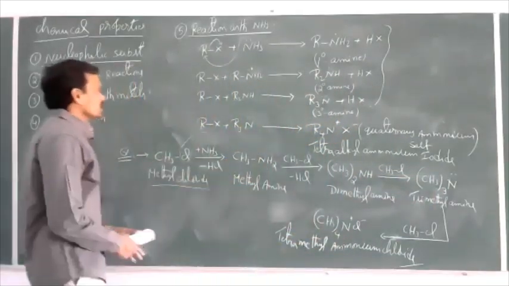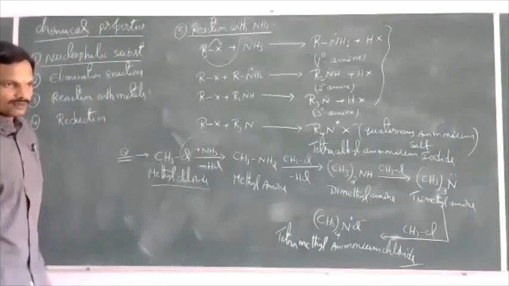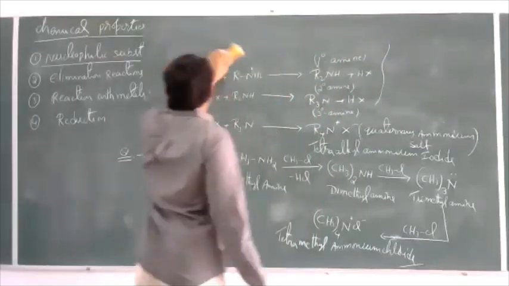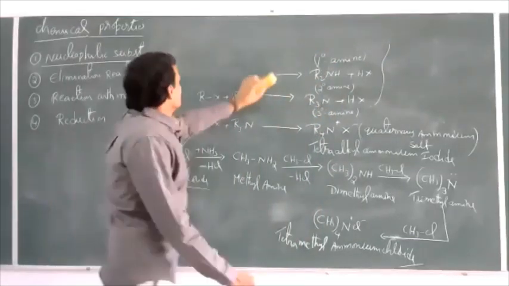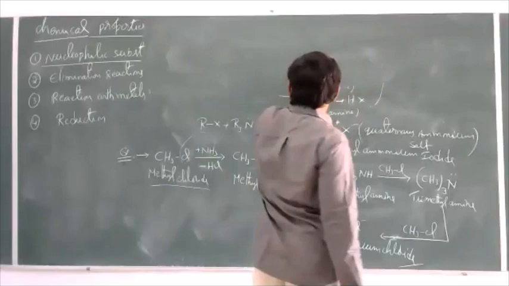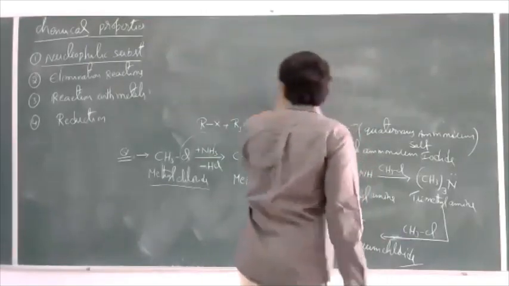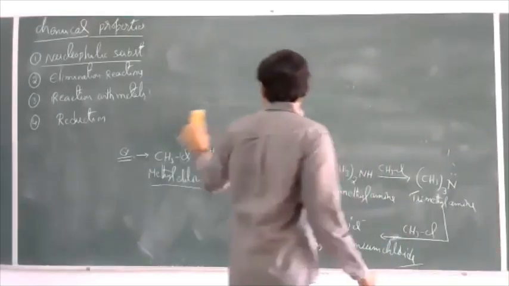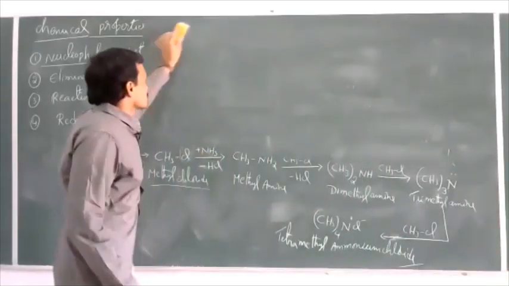So this is the reaction with ammonia. When haloalkanes react with ammonia, we can get four products: primary amine, secondary amine, tertiary amine, and finally quaternary ammonium salts.